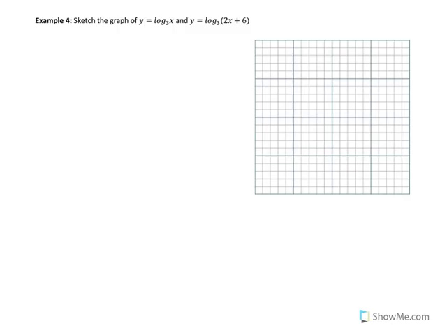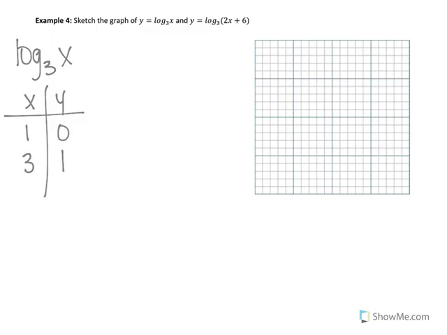So for our first example, we have y equals log base 3 of x and y equals log base 3 of 2x plus 6. So we're going to graph them both. Very easy for log base 3 of x. We know we have a point at 1 and 0 and 3 and 1. And we also know we have an asymptote at x equals 0.